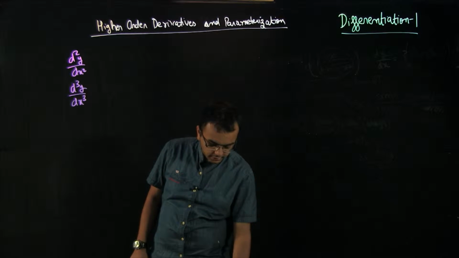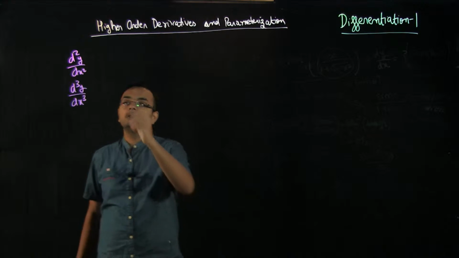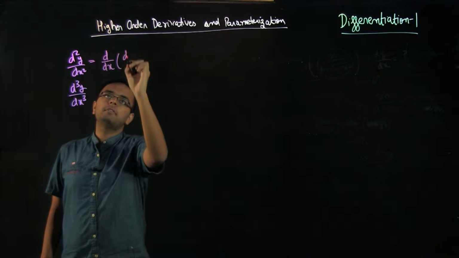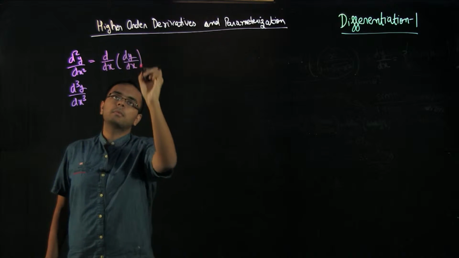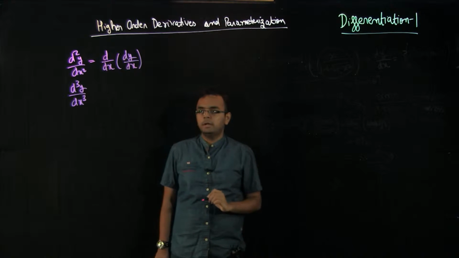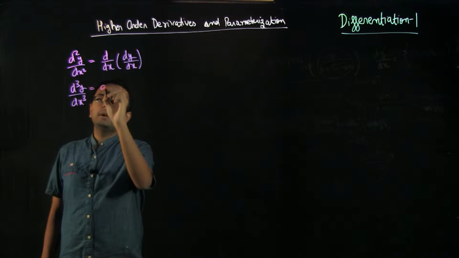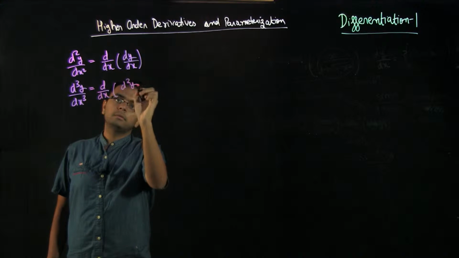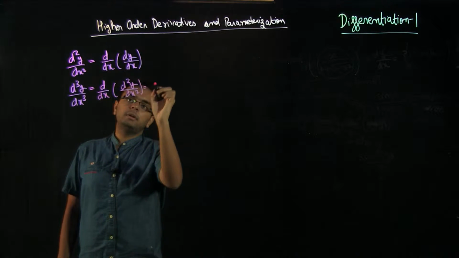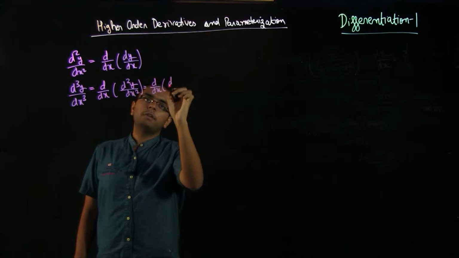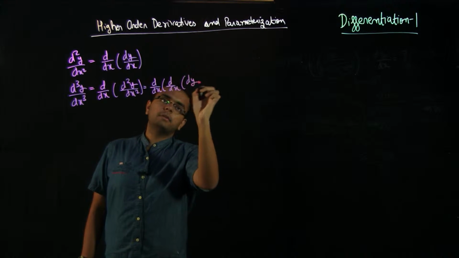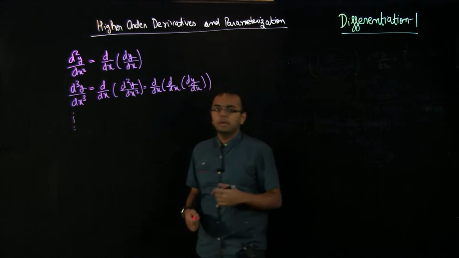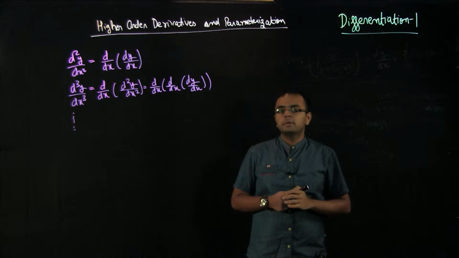So let me explain mathematically, and then I will give you examples so that you can practice this. So this is d by dx of dy by dx. And d cube y by dx cube is d by dx of d square y by dx square, which is nothing but d by dx of d by dx of dy by dx. So if you differentiate a function again and again with respect to x, that is called higher order derivatives.